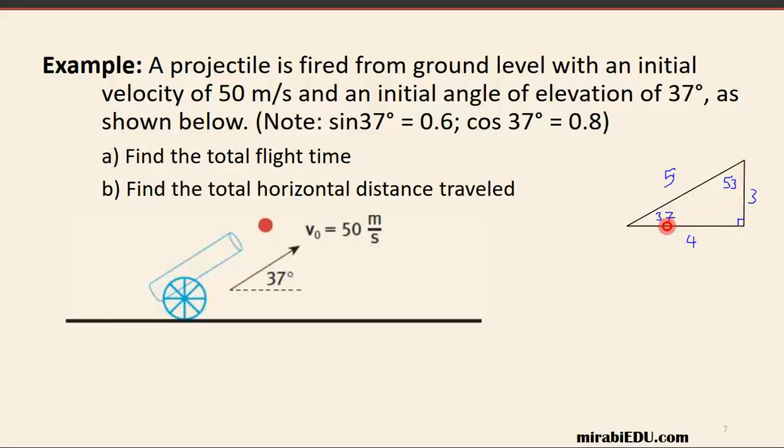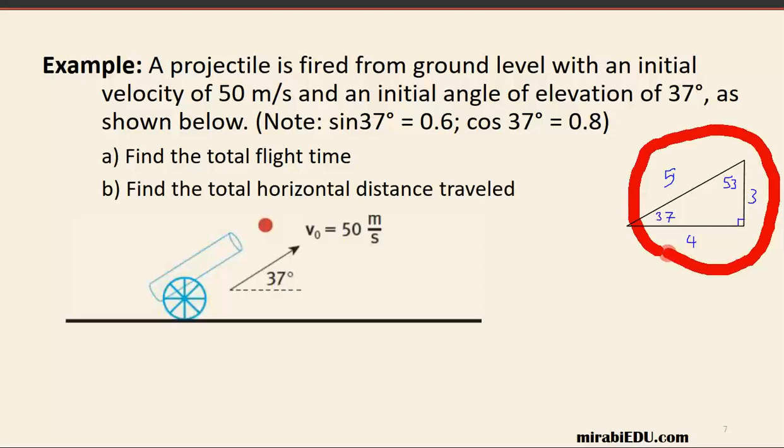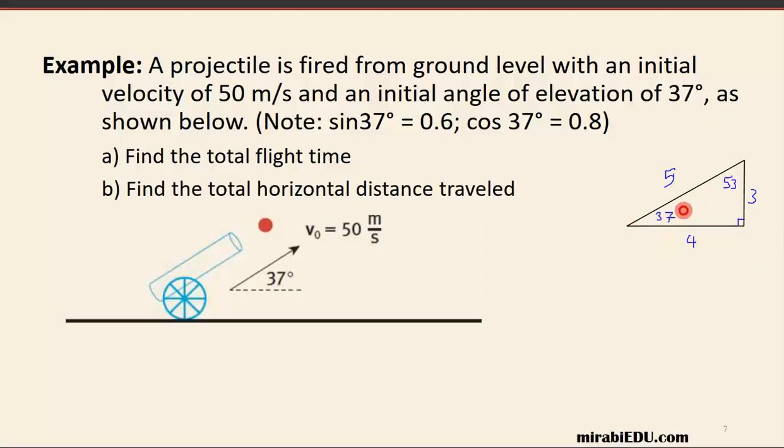So we can easily find the sine of 37 is 3 over 5, or 6/10. Cosine of 37 is the adjacent side over the hypotenuse, which is 4 over 5, or 8/10. That's it. So I suggest that you learn by heart that in a 3, 4, 5 Pythagorean triple, we have these angles. You will learn it by repetition, of course.